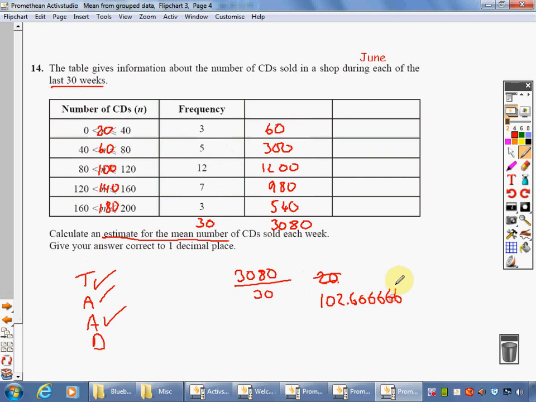102.6666666. I've got to work to one decimal place, so I'm going to chop my number off there. That's more than 5, so I need to round that one up to be the 7, so it's 102.7. There we go. Okay, I think that's it. All the questions done. Hope that's been useful to you.